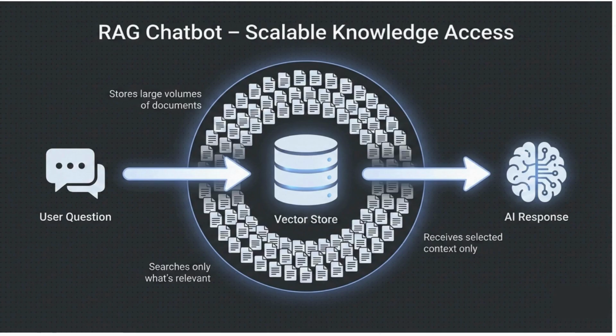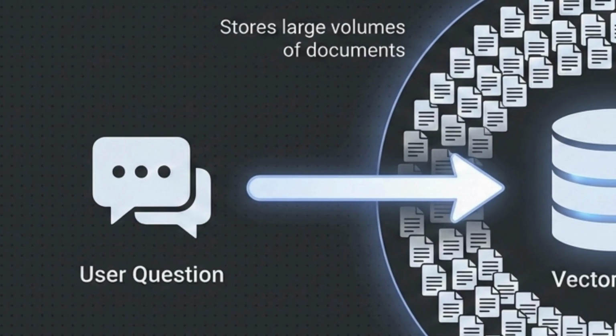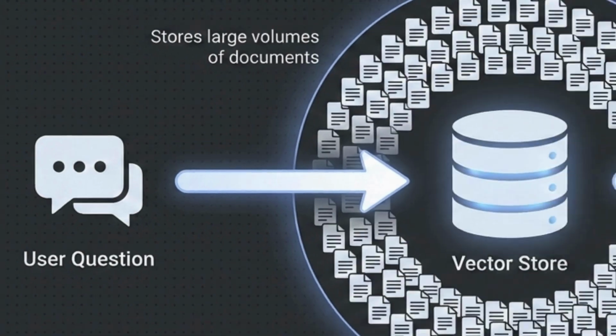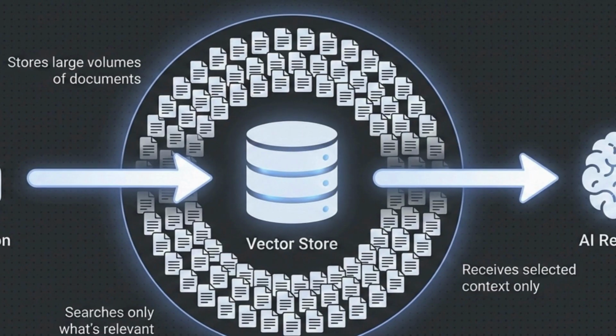What you're looking at here is a RAG style chatbot flow. On the left, you have the user ask question. That part looks simple, just like any chatbot interaction. But instead of sending this question straight to the app, the system first routes it to a vector store in the middle. This vector store is where all the knowledge lives.